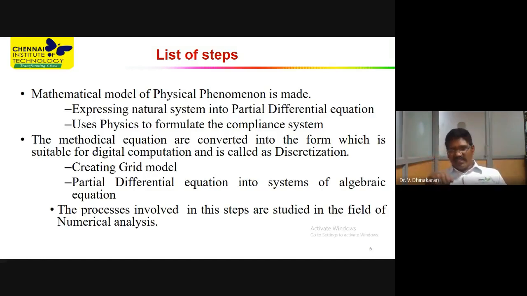Then how do I say the finite difference method does not follow any conservation principle? This finite difference method will not follow conservation of mass, conservation of momentum, and conservation of energy. These three principles will not be followed by the finite difference method. It simply uses the Taylor series expansion. It will use only the Taylor series expansion to solve the problems.